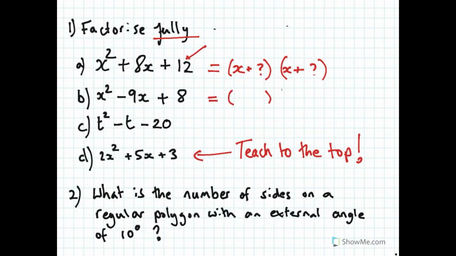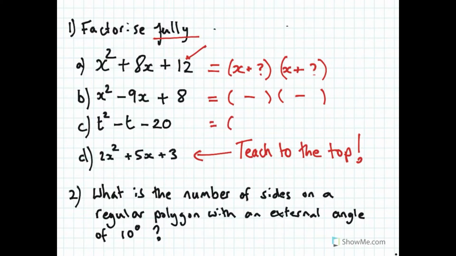On the next one, a big hint here, we've got a plus sign, I'll show you in green there, we've got a plus sign there. There's a minus sign here. Now the only way that that can happen is if you've got two minuses in your brackets. And again we're looking for numbers that multiply to make 8 and add to make 9.